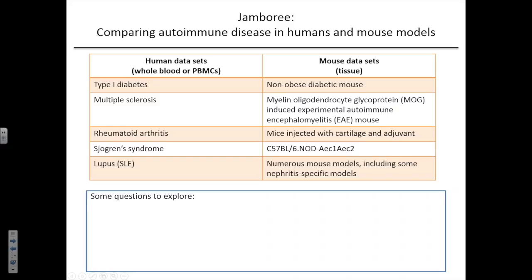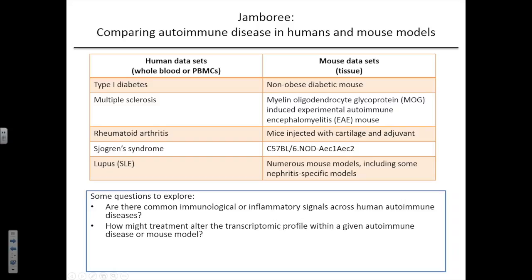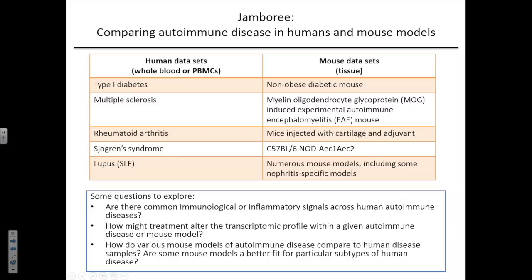Then we suggested some specific questions they need to keep in mind as they gather and put together these data sets. For example, we want to compare common immunological and inflammatory signals across these diseases. There are also lots of treatments out there, especially in the models, so how do these treatments alter the transcriptomic profile within a given autoimmune disease or mouse model? And the major question is, if you compare the human and mouse signatures, how comparable are they, and are some mouse models better compared to the human data or not?